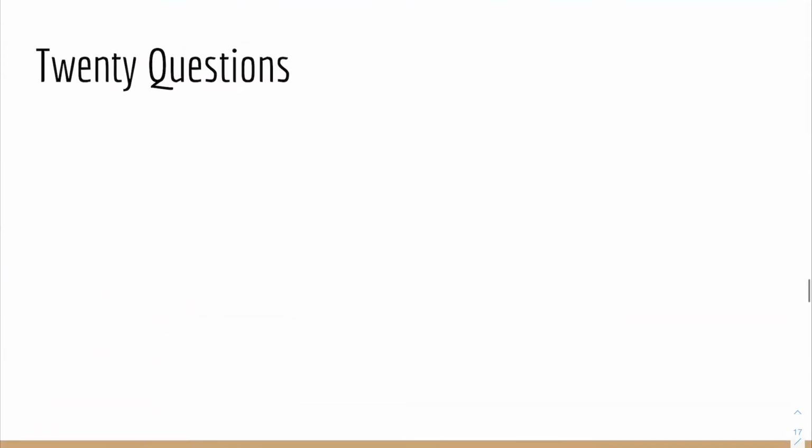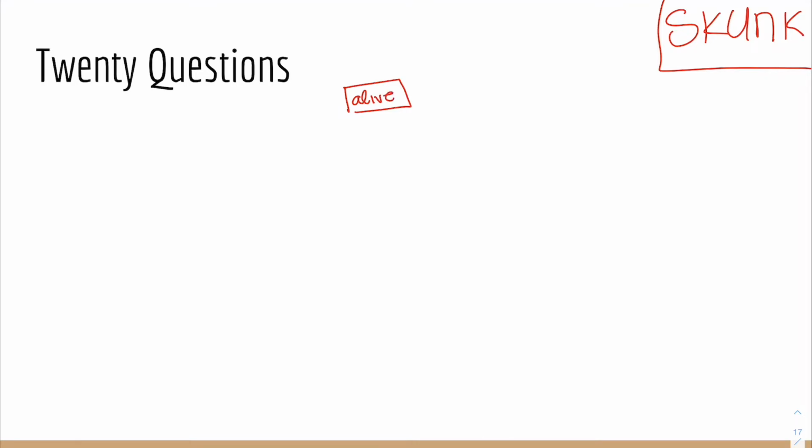If you've ever played the game 20 Questions, then you might be familiar with this sort of decision tree structure. Say I'm thinking of a skunk, and someone is playing 20 questions with me. They're trying to guess the thing that I am thinking of, and they get to ask up to 20 questions. The first thing that this person might ask is, is the thing you're thinking of alive? And you can either have yes or no. In my case, I would say, yes, the thing I'm thinking of is alive.